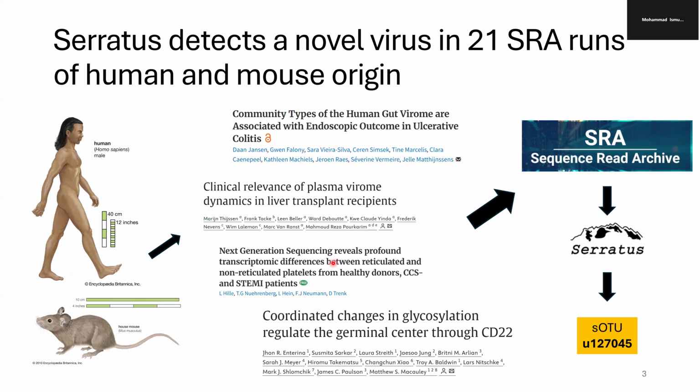Serratus was able to detect this novel virus based on the detection of the PalmID sequence, or the core catalytic sequence of the RNA-dependent RNA polymerase in RNA viruses. Serratus detected this new virus, which is given a taxonomic unit identifier. Sequences that may encode this virus were detected in 21 SRA runs that originated from either human or mouse origin. So the sample came from either human or mouse.